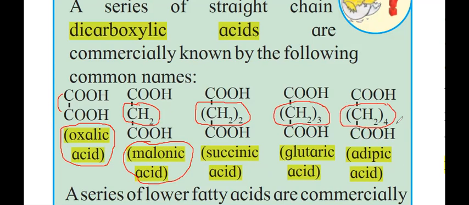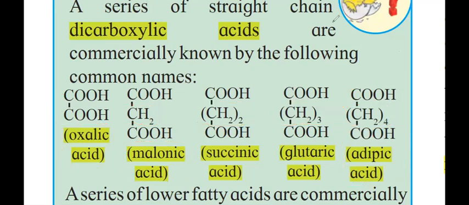Similarly, we can remember this as the total number of carbon atoms, but it must contain two COOH groups. In oxalic acid, the total number of carbon atoms is 2. In malonic, 3. 4 for succinic, 5 for glutaric, and 6 for adipic acid. These are the common names. Most of the time in your regular exams, a question is asked for synthesis or any reaction, and for that purpose the common names are used. Therefore you must know the common names of all these compounds.